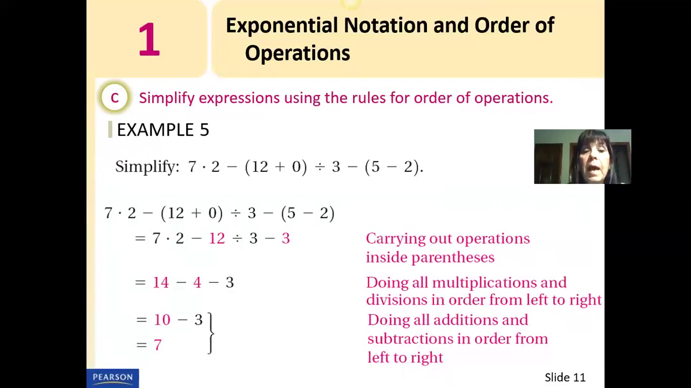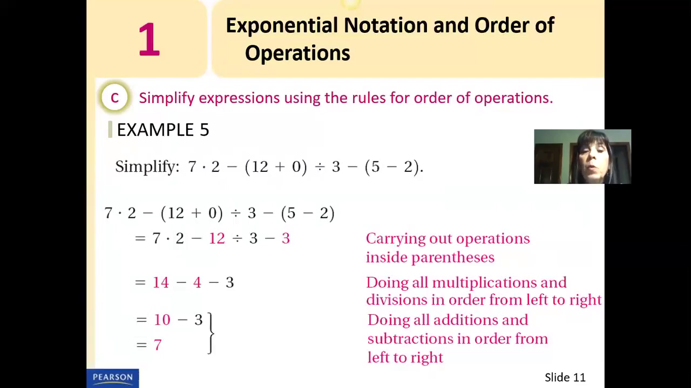Everything else would get recopied. So if I look at the second line of the problem, I leave the 7 times the 2, the minus sign, but the first parenthesis, which is 12 plus 0, becomes a 12. Notice after I evaluate the numbers in the parentheses, which is an addition, I take away the parentheses. So when I write the 12 down, leave the parenthesis off. Okay, continuing that line, I still have a divide by 3 and a minus sign, so I copy those down. And then the last parenthesis is 5 minus 2, which is 3.